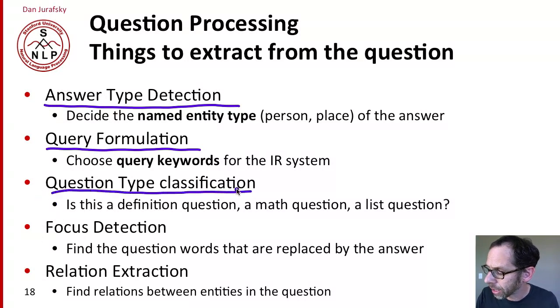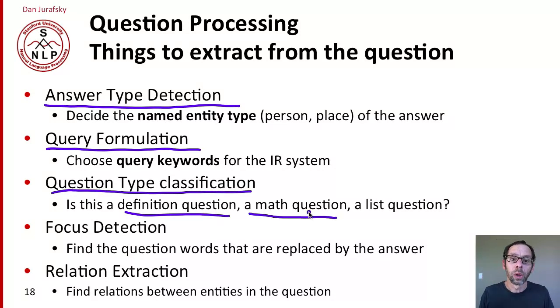So question type classification, we want to know, for example, is this a definition question? We might have to find a definition in a dictionary or build one ourselves. Is it a math question? We might want to answer that with mathematics directly rather than going to find text snippets. Or a list question, we're looking for lists of things, so we might want to look for list sources.